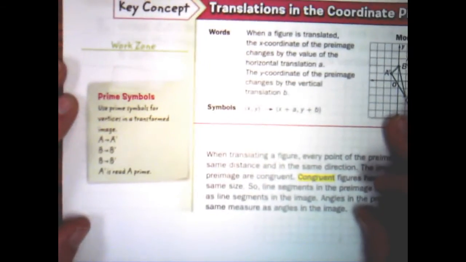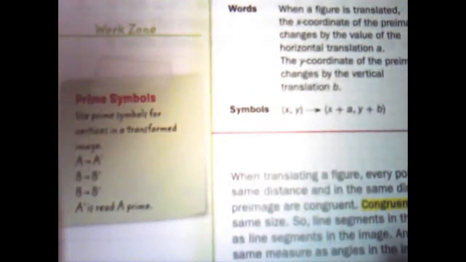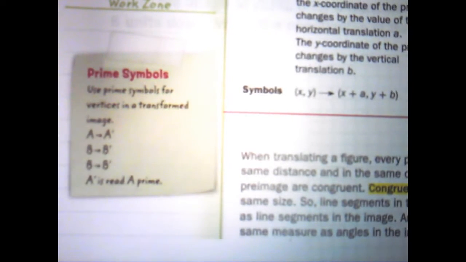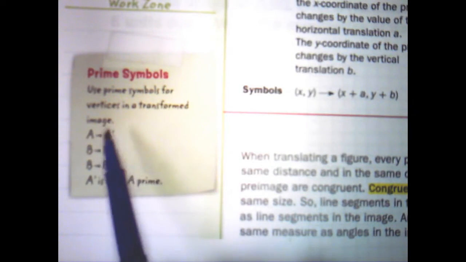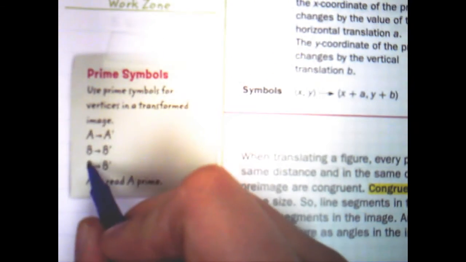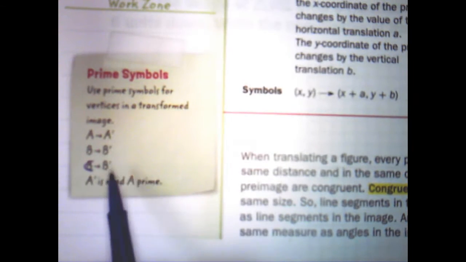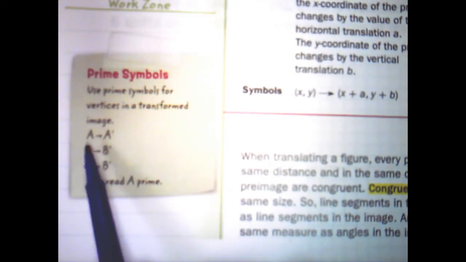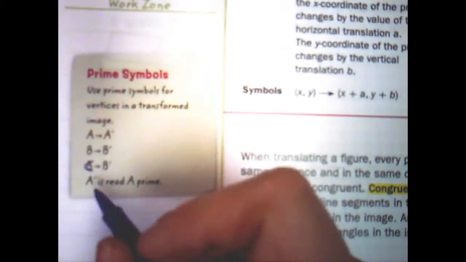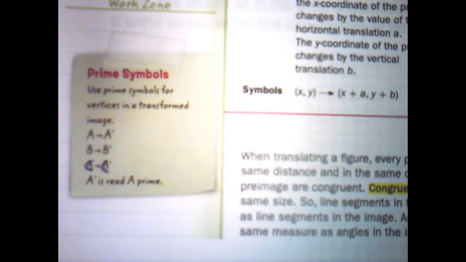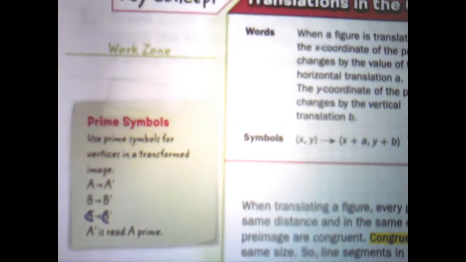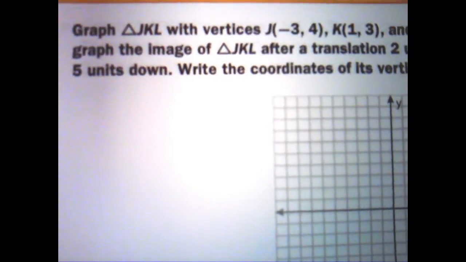Another side note over here, if you take a look, it says we use prime symbols for vertices in a transformed image. So if I have A, B, and this should be C, if I see a little apostrophe, that means A prime, B prime, C prime. And we do that so we know what we're dealing with. We know these are all in the preimage and these are all in the image. So we know that that vertex lined up with that vertex from the preimage to the image. So let's take an example here.